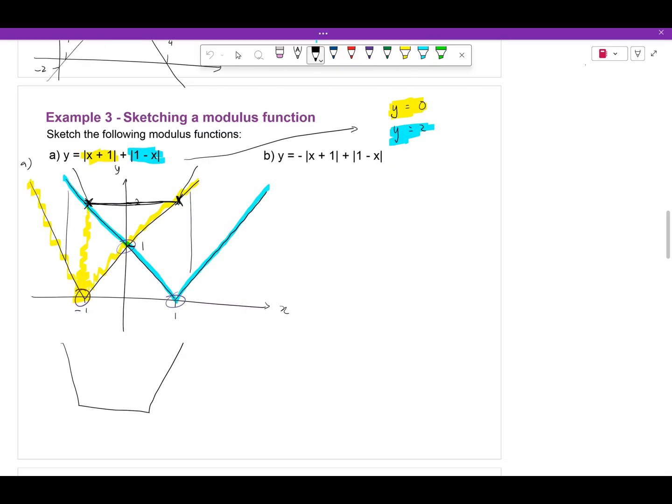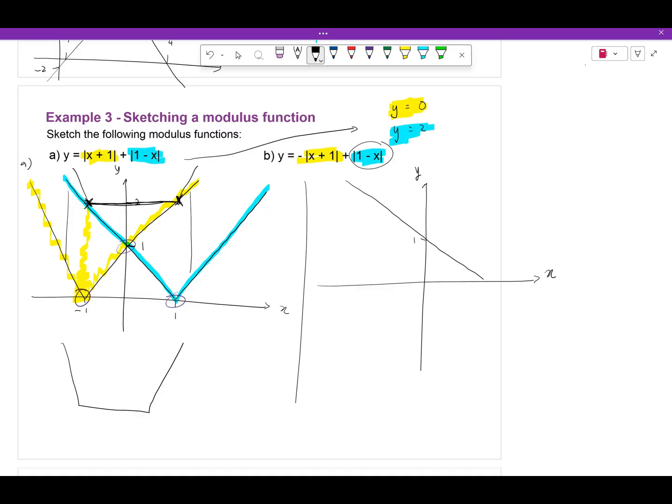Okay, so for this question, we have negative modulus of x plus 1 plus modulus of 1 minus x. For this case, let us illustrate these two separately, here and here. Now, let me draw a graph. This is y, this is x. So let us first illustrate the easier line, which is 1 minus x. By right we should have a graph like this, and then here is 1, correct?